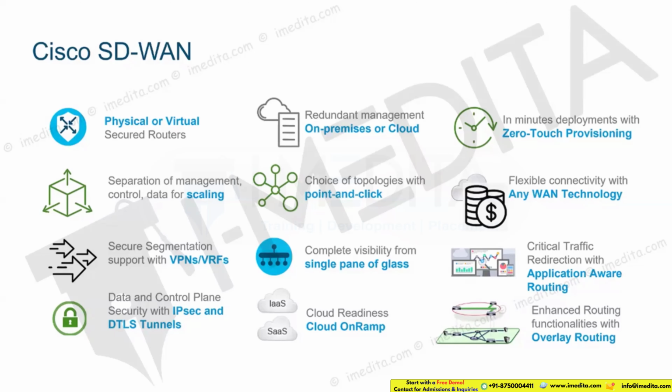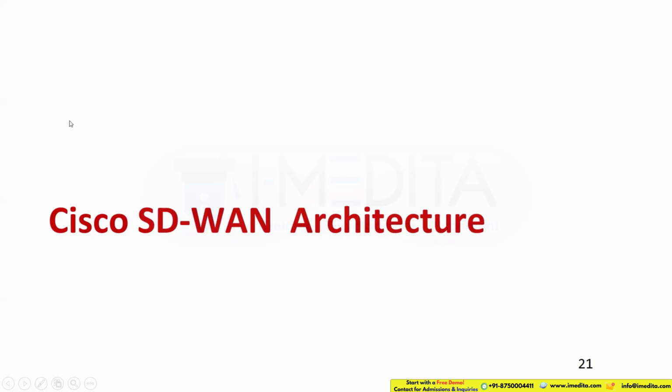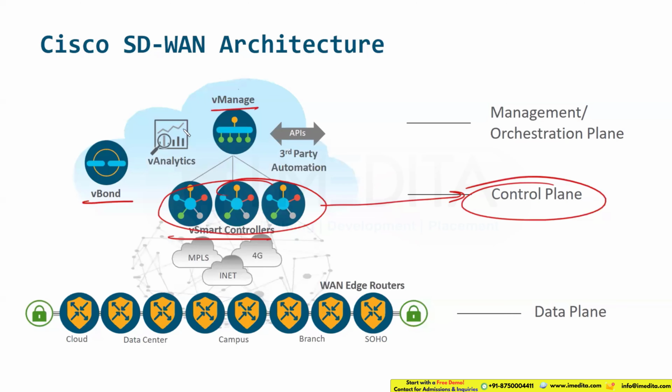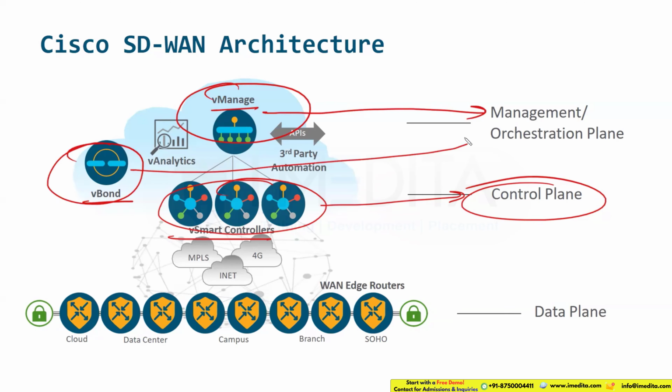Perfect. Thank you. So I'll talk about the SD-WAN architecture now, and all the components that are participating in this Cisco SD-WAN architecture. We have got vBond, vManage, and vSmart controllers. vSmart controllers fall under the control plane, vManage falls under the management plane, whereas vBond falls under the orchestration plane.